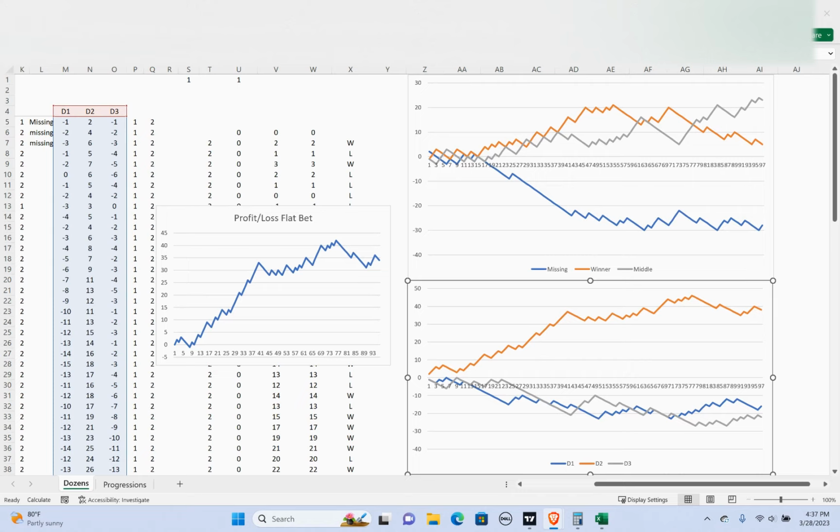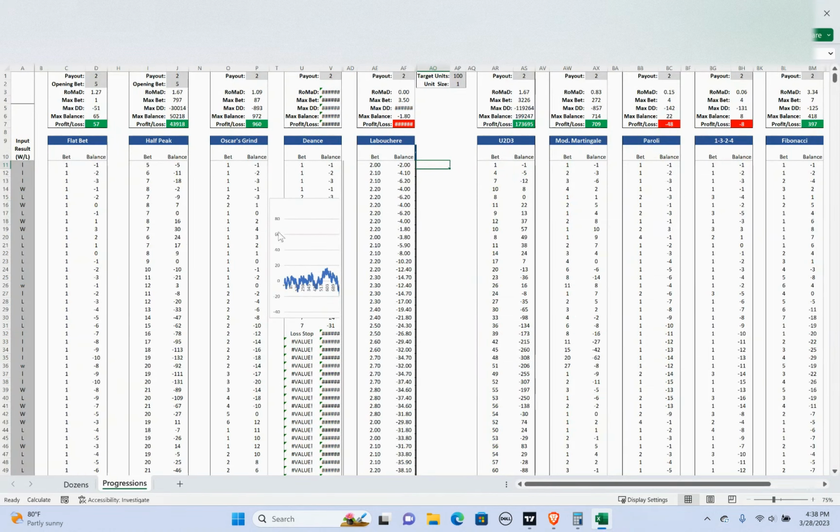But also, I got the idea. I remembered that long ago I put together a spreadsheet that was for progression testing. So basically, you put in your win-loss results, and it showed you the outcome for a whole bunch of different progressions. And I was like, oh, I wonder if I can find that. So I found it, plugged it into here.